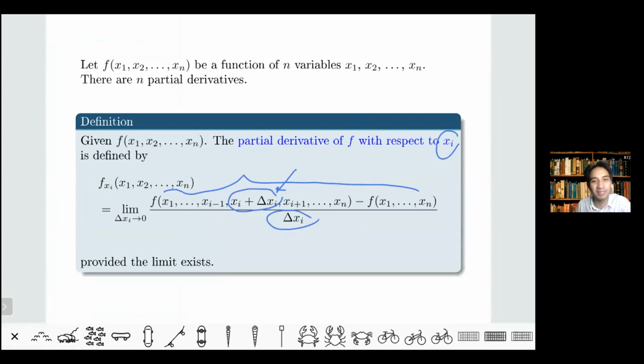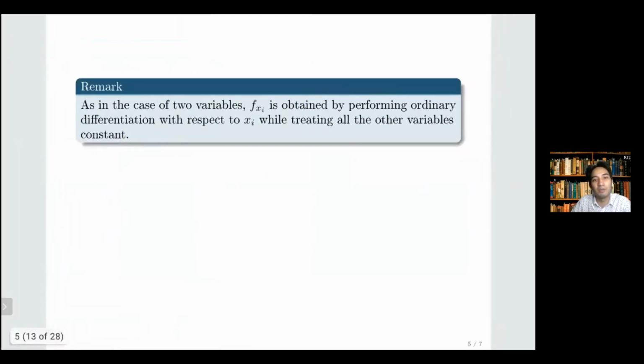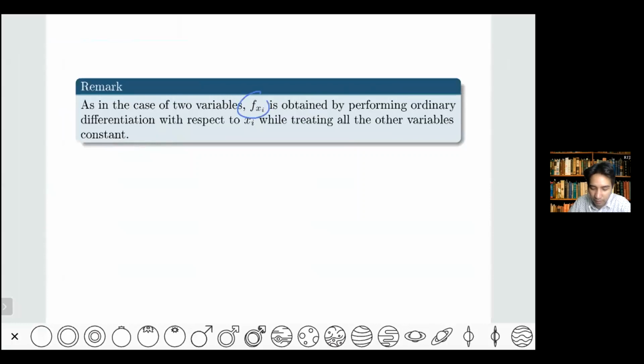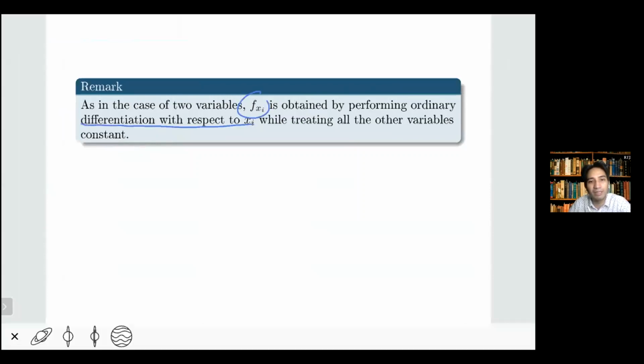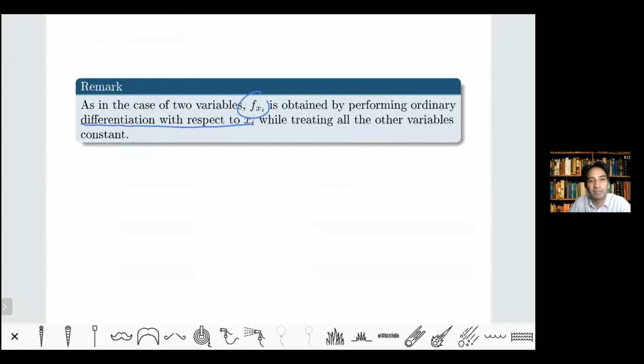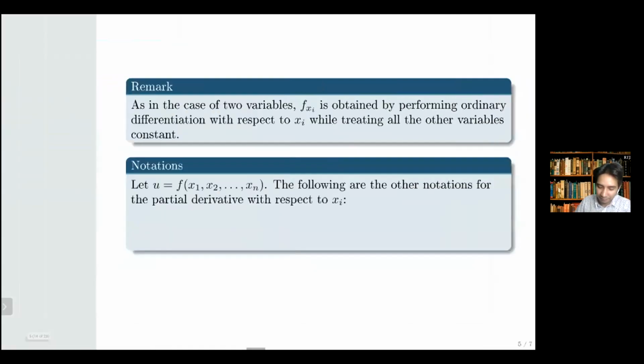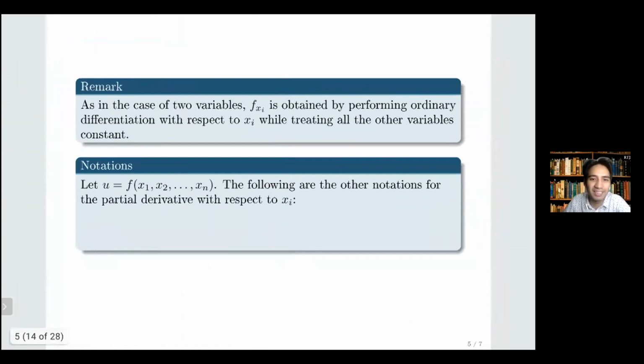Again, it's tedious to take the partial derivative using the limit definition. So in most cases, you can just obtain the partial derivative by differentiating. So gamitin nyo lang yung natutunan nyo from Math 21. Just differentiate with respect to the variable x sub i, and then just treat every other variable as a constant. So isipin nyo lahat na makikita nyong letter doon na hindi x sub i, constant lang, and then just differentiate normally. Okay. Also several notations, ganun din.